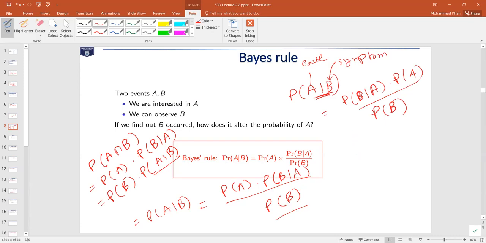Now we want to find out a cause for the symptom. Here the things are reversed. So we want to find the cause given the symptom. Now we say that it's easy to do the other way: if you already know the cause, then finding out the symptoms is easy. But the reverse is not easy. So when we encounter situations where the probability is difficult to find, but the reverse is easy, then we use the Bayes formula.